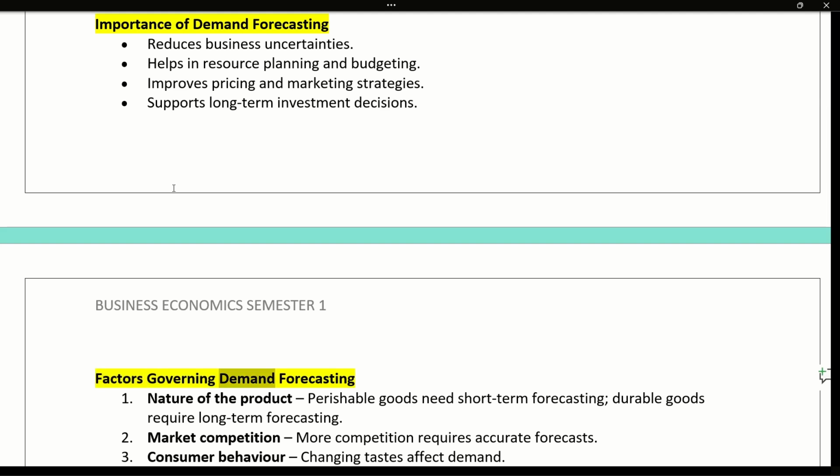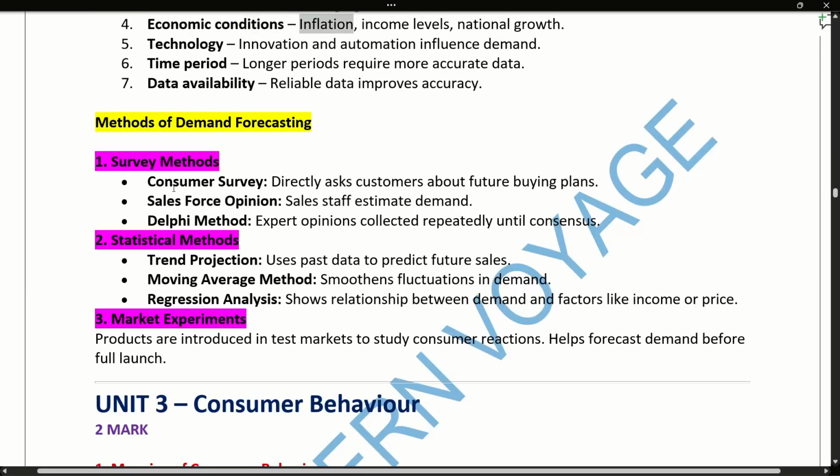Factors governing demand forecasting. Nature of the product. Perishable goods need short-term forecasting, durable goods require long-term forecasting. Market competition. More competition requires accurate forecasts. Consumer behavior. Changing tastes affect demand. Economic conditions. Inflation, income levels, national growth.